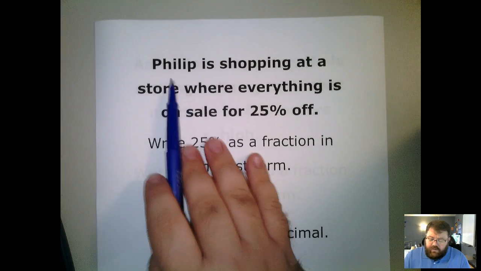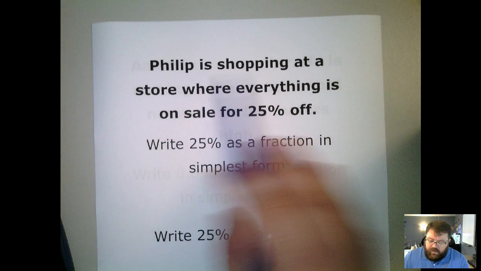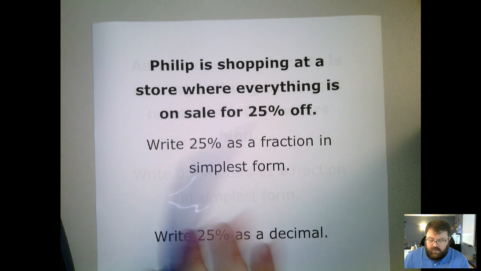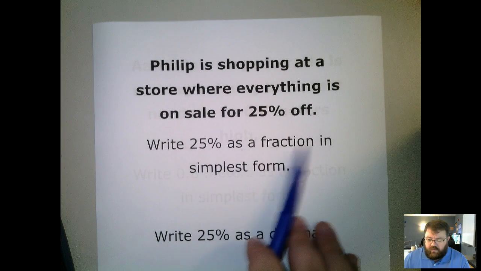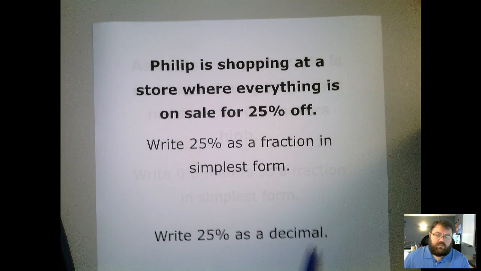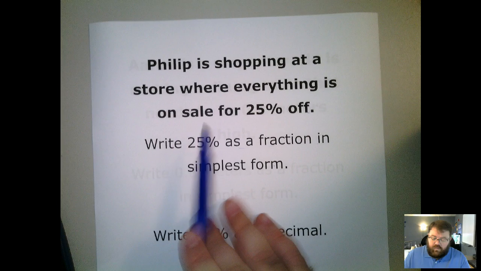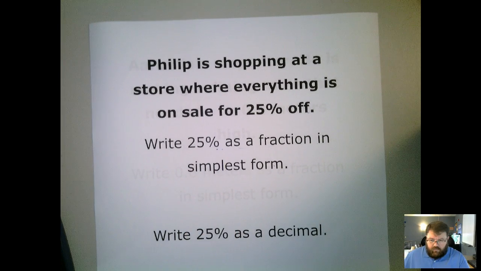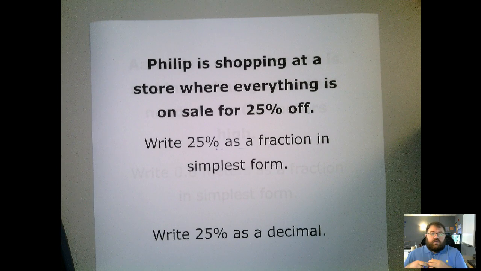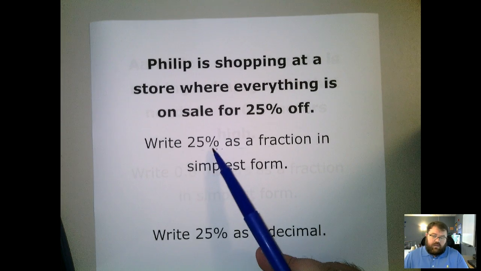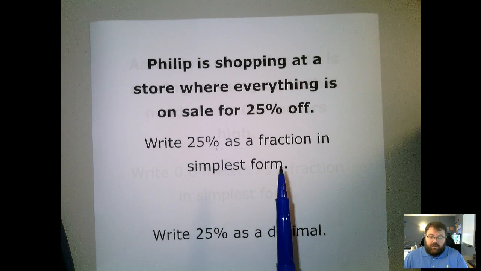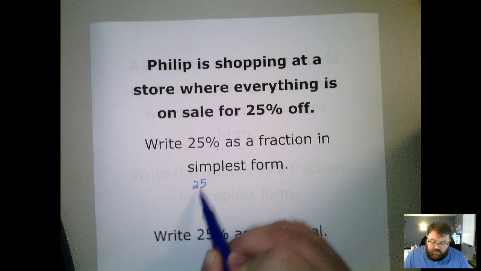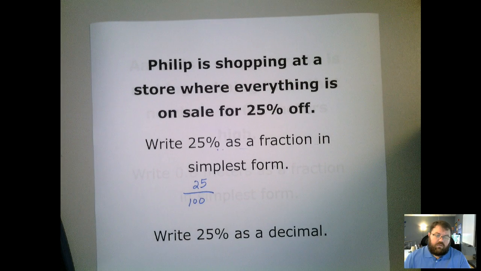Next, Philip is shopping at a store where everything is on sale for 25% off. Write 25% as a fraction in simplest form. Well, 25%. Percent means per 100. So when you see something that has a percent sign after it, you know that it is out of 100. So this is 25 out of 100.